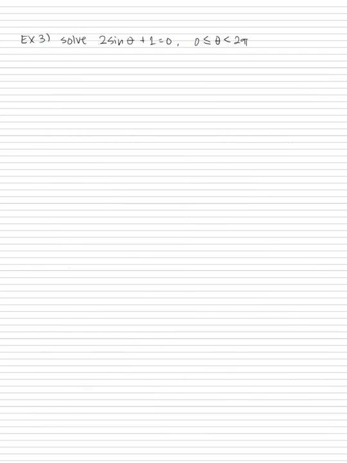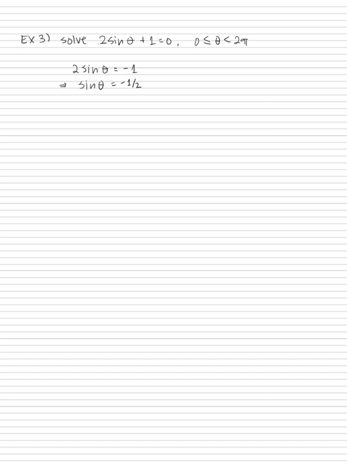Let's increase the level of difficulty just a tiny bit. So example 3, solve 2 sine theta plus 1 equals 0. Now in this case, we're only going to pick the solutions between 0 and 2 pi. Alright, so let's get started. If I start out with 2 sine of theta plus 1 equals 0, subtracting 1 from both sides, we're going to have 2 sine of theta equals -1. Now that implies that sine of theta equals -1/2.